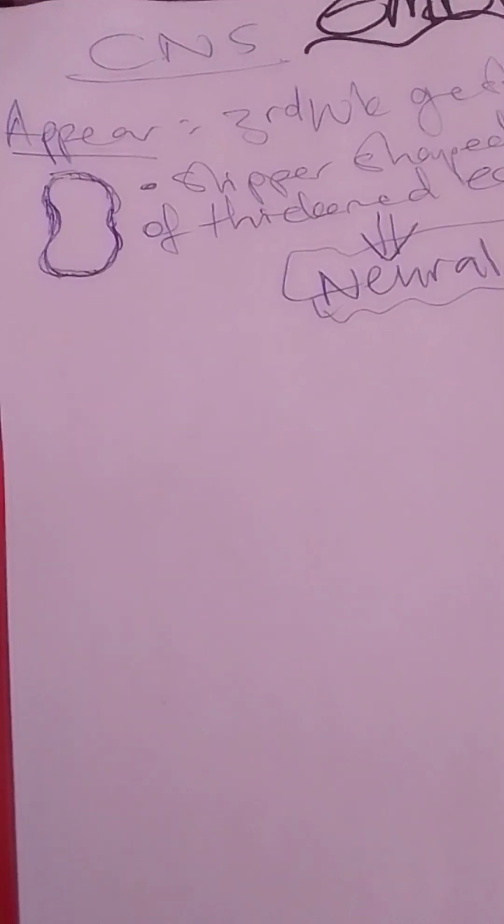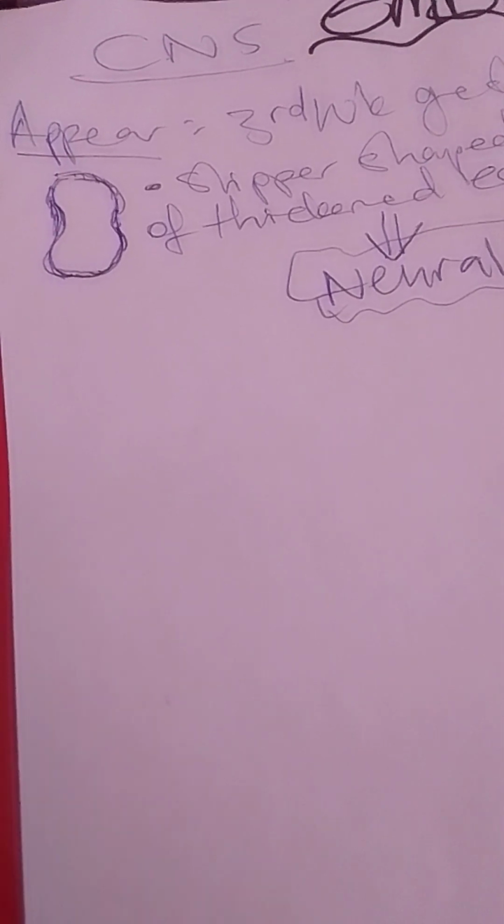So now going back to this drawing, this very nice drawing of mine. So we said this is a slipper-shaped plate that has thickened ectoderm that we know as the neural plate. So now you see this has edges on both sides. So these lateral edges are what we're going to refer to as neural folds.